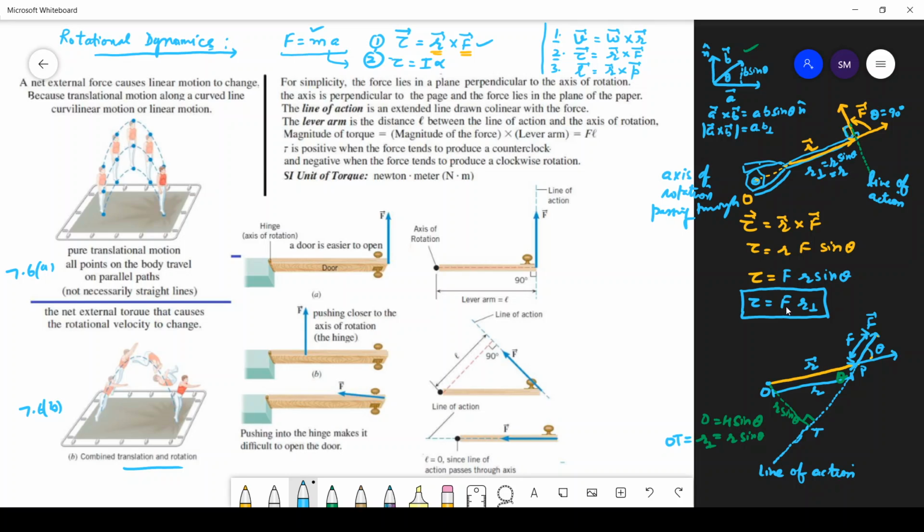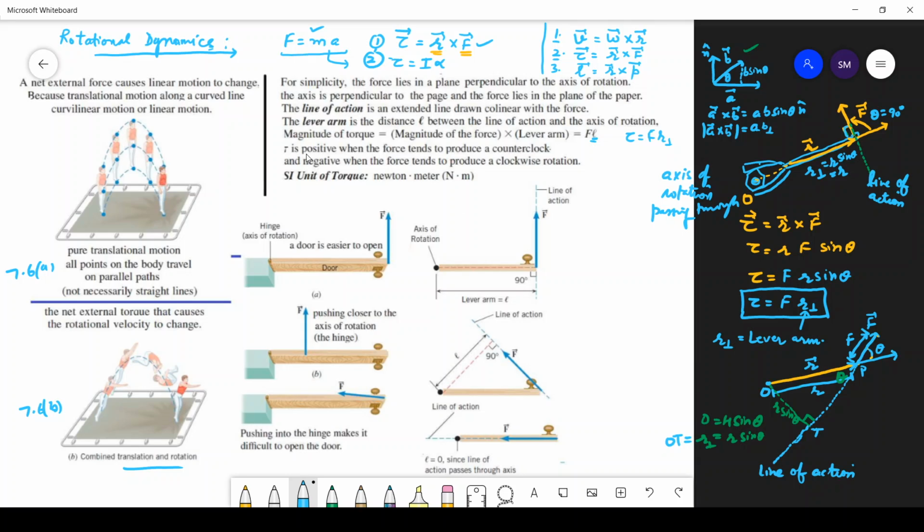Okay, so how will you be writing the magnitude of torque? Here it is written L instead of R. So tau is equal to F into R perpendicular. This R perpendicular we also call in physics, what do we call it? Lever arm. What do we call it? Lever arm. This is important, students. We call it lever arm.